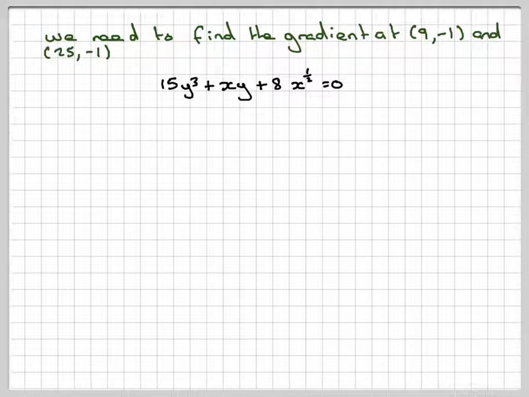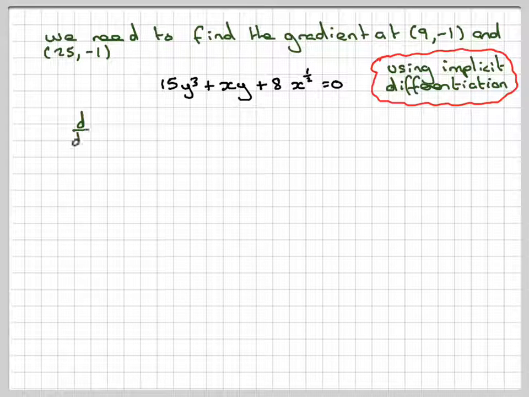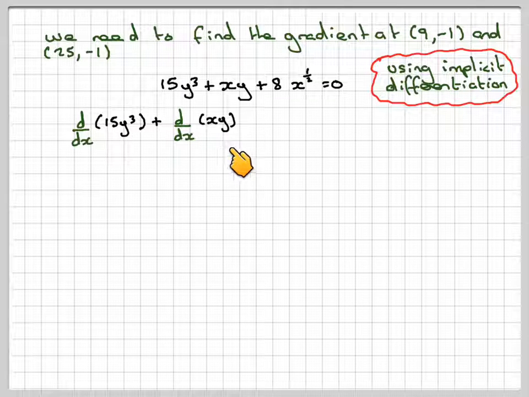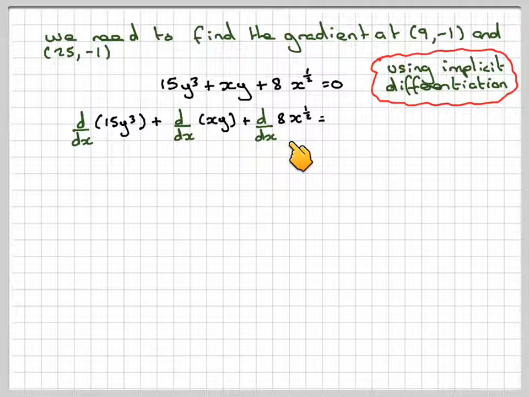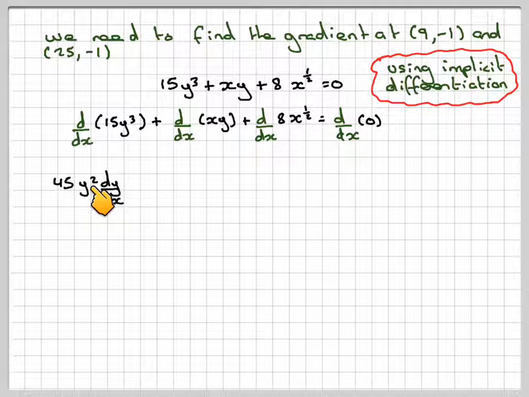So we differentiate implicitly. It's implicit because we haven't got y is equal to or x is equal to. So using implicit differentiation, we're going to have d/dx of 15y cubed plus d/dx of x times y plus d/dx of 8x to the power of 1/2 plus d/dx of 0. So you need to differentiate every term, including the last one on the other side of the equation. Right, you can differentiate 15y cubed with respect to x. It will become 45y squared times dy by dx.